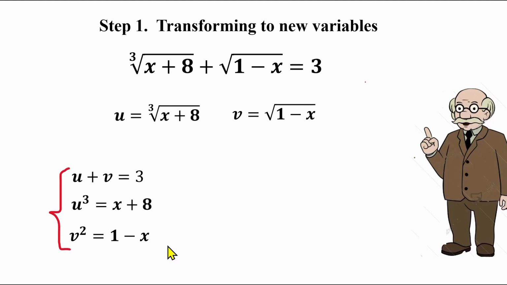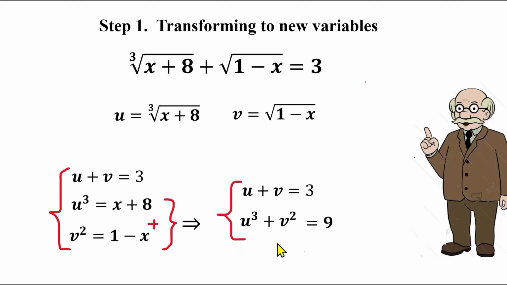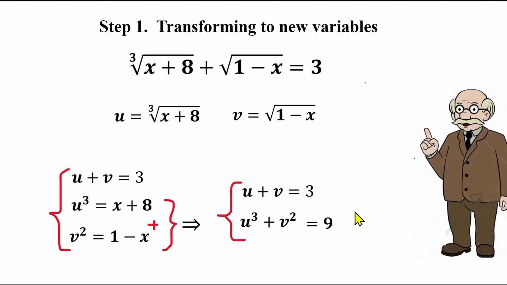First, let's eliminate the variable x between the second and third equation by adding them together. On the left-hand side, we get u cubed plus v squared. On the right-hand side, we have just 9. Then let's bring in the first equation, and the result is a system of two equations with two unknowns, which can be solved. Let's solve this system.